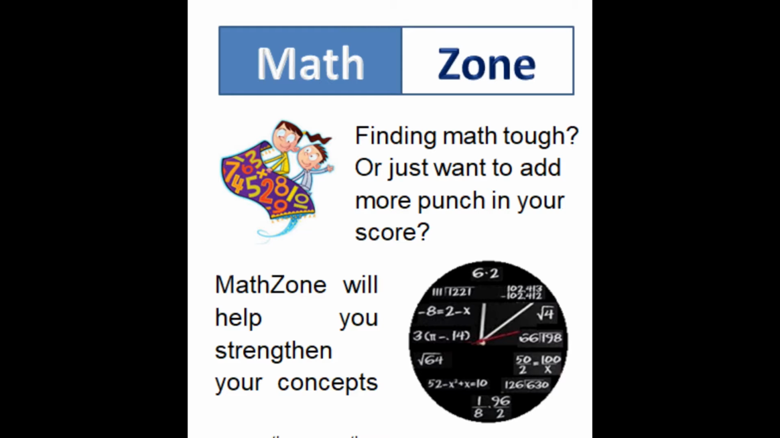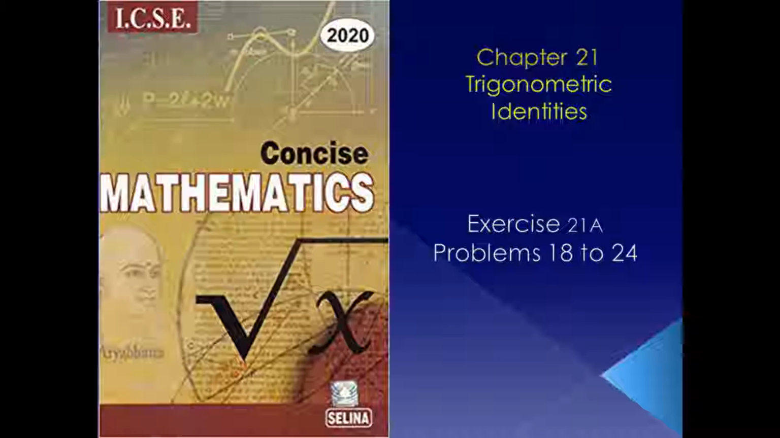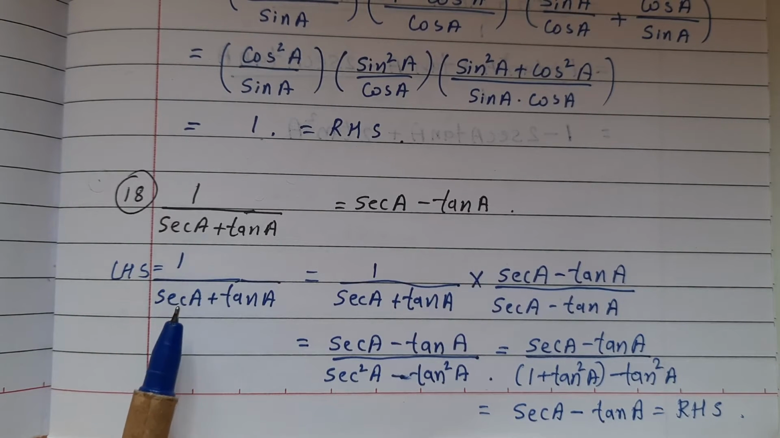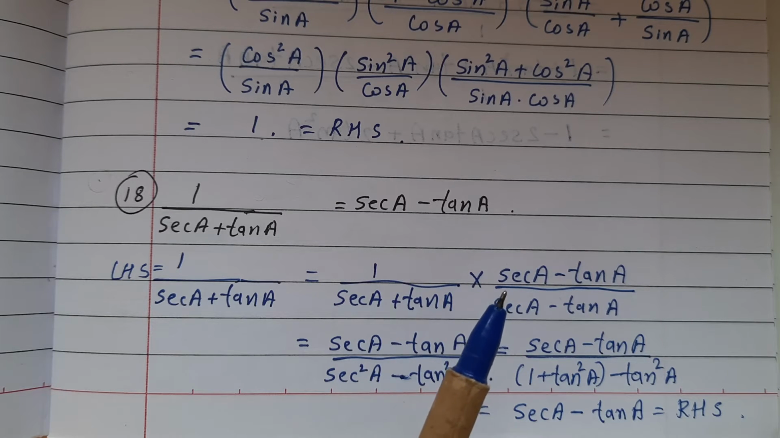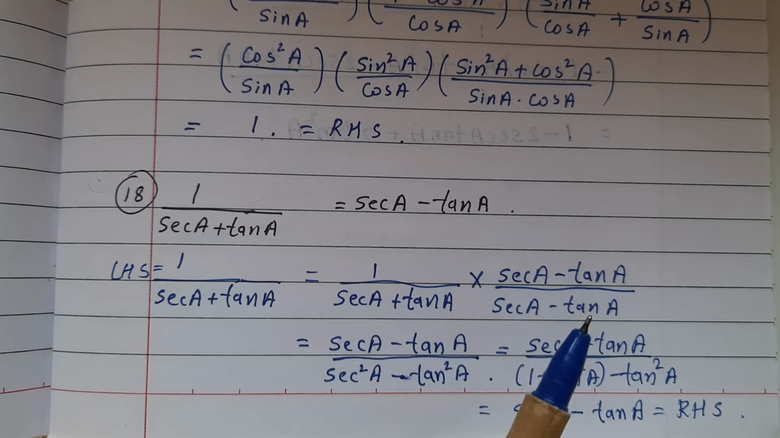Class 10, Chapter 21, Trigonometrical Identities. Sum number 18. Left hand side is equal to 1 upon sec A plus tan A. Multiply and divide by sec A minus tan A. Therefore, sec A minus tan A upon sec A minus tan A. The numerator is sec A minus tan A.